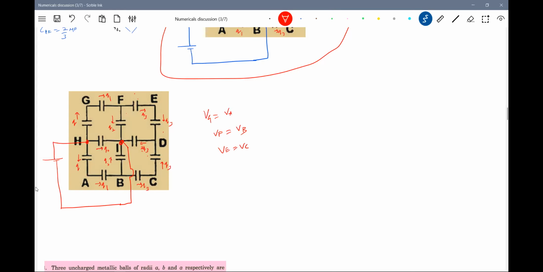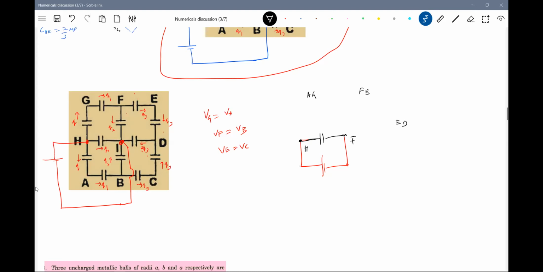I'll redraw the circuit. So G, it will be AG, FB, then E comma D. And this is I, and this is H, where we have connected a cell. One capacitor there, put it here. This is our cell. Okay, this is our cell. We'll start the problem from here. Okay, this is H and I.